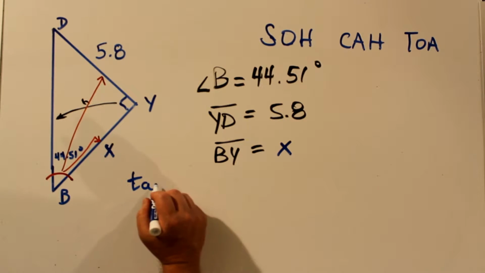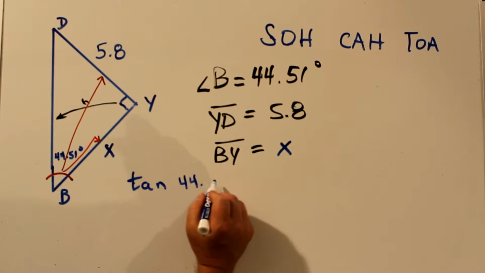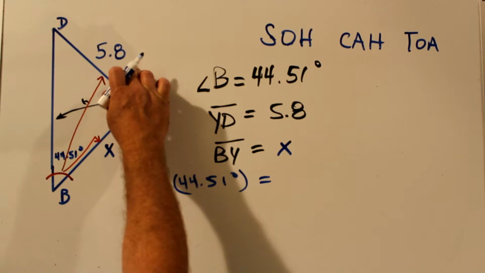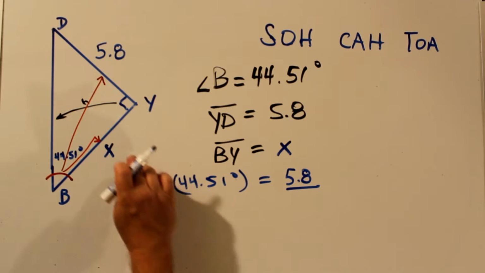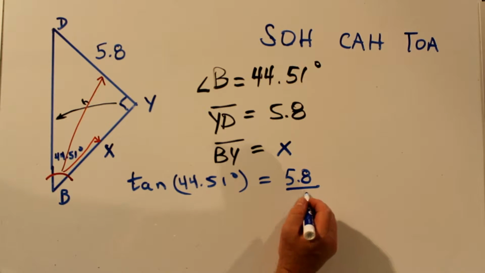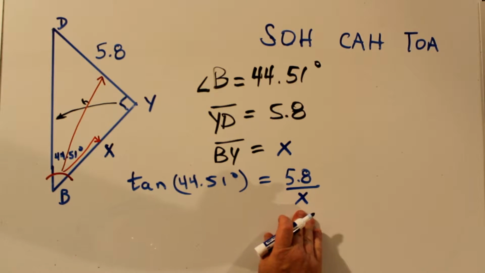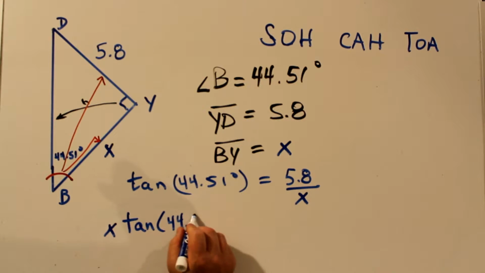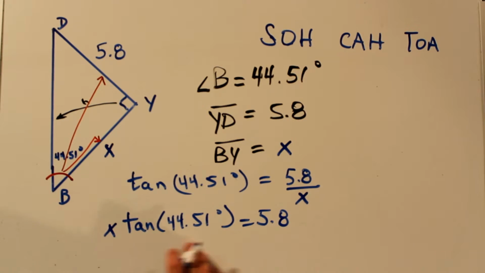The tangent of B, which is 44.51 degrees, equals opposite over adjacent. The side opposite B is 5.8, and the side adjacent to B is X, our unknown. So to solve this equation for X, let's multiply both sides by X. We get X times the tangent of 44.51 degrees equals 5.8. And now we can divide through by tangent of 44.51. X equals 5.8 divided by the tangent of 44.51 degrees.